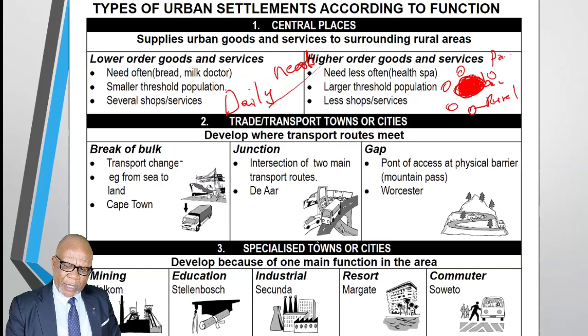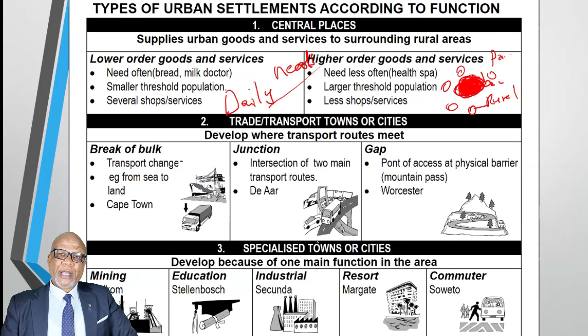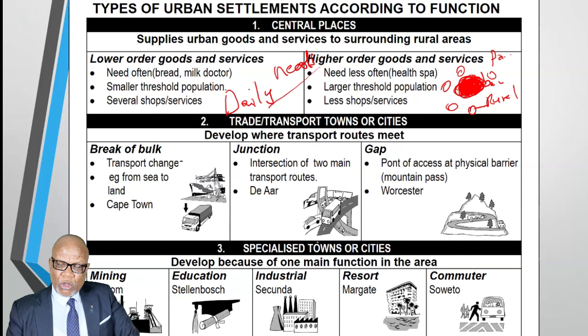So your bread, your butter, milk, all those things that you use on a regular basis will be your low order goods. So you travel a shorter distance for them. Then you have high order goods and services. You don't buy them regularly. They are specialized goods. Usually you travel a longer distance for them because they are more specialized. So we have what we call high order goods and high order services.